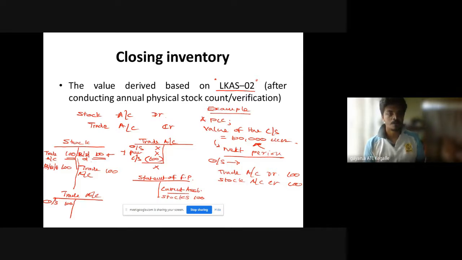Now we are not having any balance in our stock account.